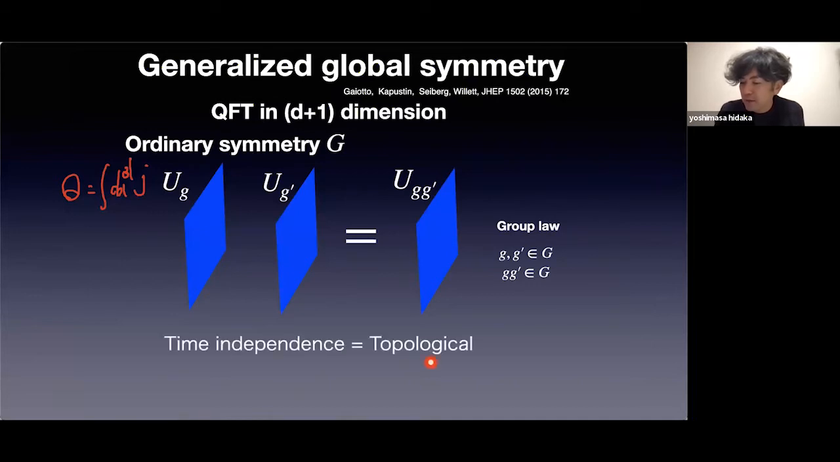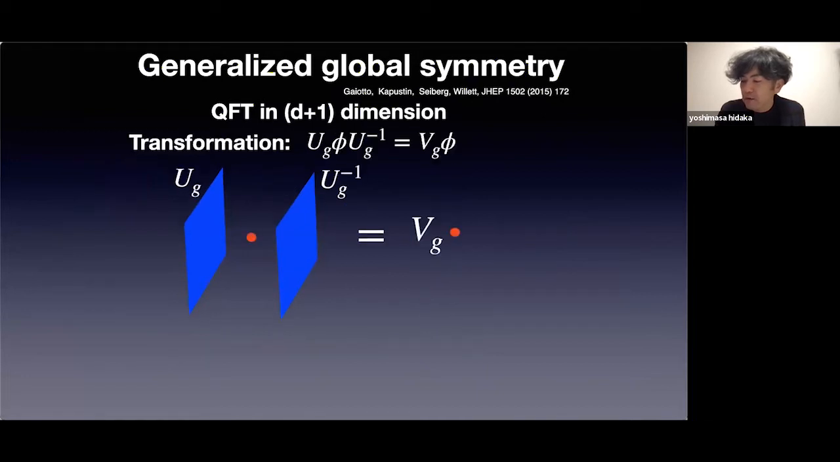So time independence implies that this operator is topological. So you can move this operator as you like. Also, the transformation rule of the charged object is given like this. If U phi U inverse gives you some transformation, in the case of the U(1) symmetry, this is just a U(1) phase. But this is the relation.